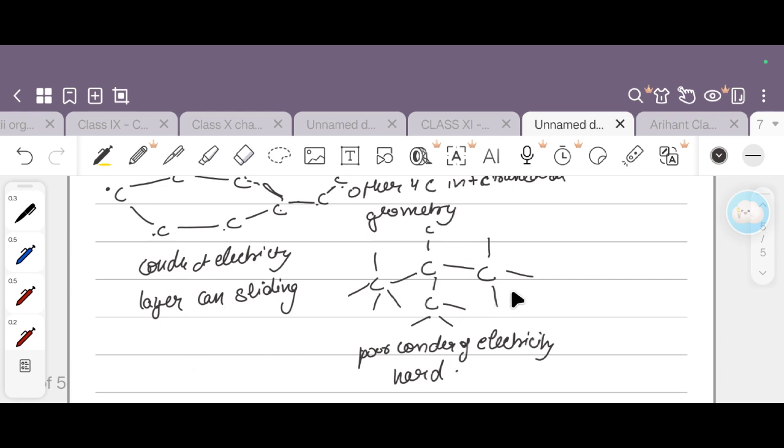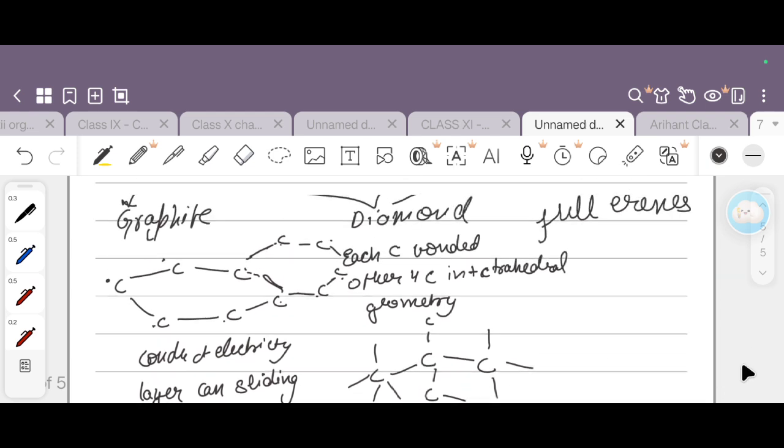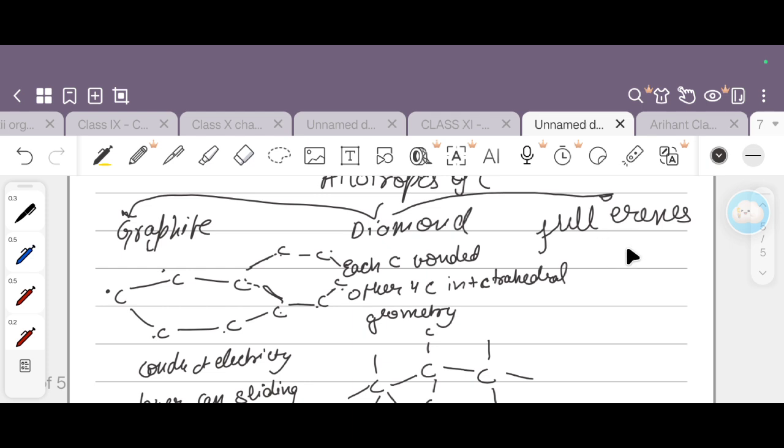And the third allotrope is fullerene, Buckminster fullerene. That is another class of carbon allotropes consisting of C60 carbon atoms, which are arranged in a football shape.